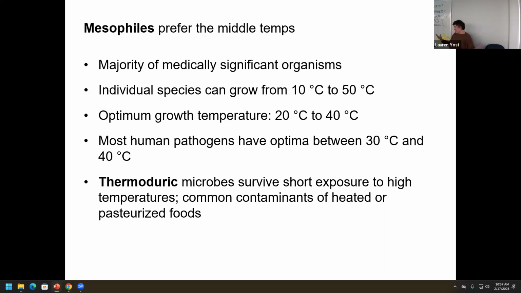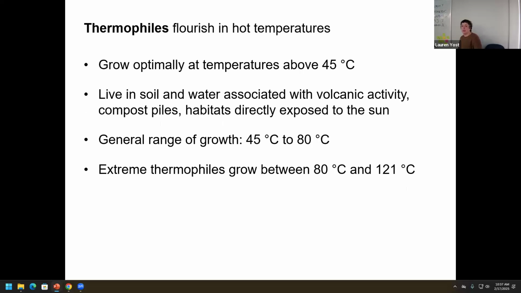20 is like room temperature. 40 is basically above, a fever would be like 42-ish. Okay. So your normal body temperature is 38, 37.6 or something like that. 38, we'll say. Okay. Most human pathogens grow between 30 to 40, and that makes sense when I tell you that 37 to 38 is the human body temperature. Thermoduric microbes can withstand high temperatures, even higher than normal. So they can even withstand pasteurization, for example.